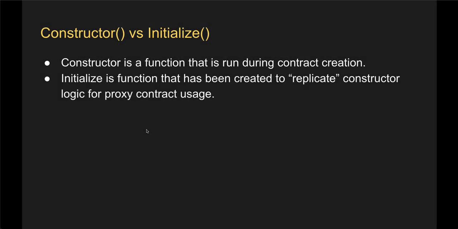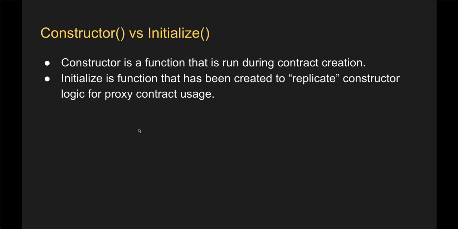One additional thing that we need to understand before we go into a real-life example is a constructor and initialize. Constructor is a default function that is run during contract creation. When we deploy a contract and we want to set some initial state to some variables like a token name, total supply, etc., we can do that in the constructor itself. And constructor is only run once during contract creation.